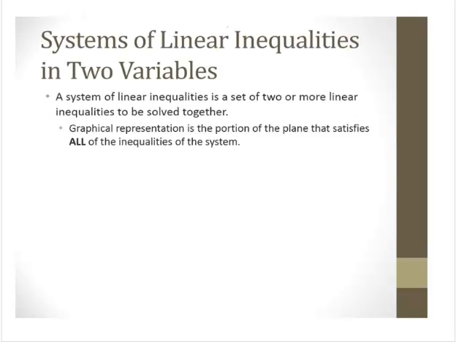So first, a system of linear inequalities is a set of two or more linear inequalities to be solved together. The graphical representation is the portion of the plane that satisfies all of the inequalities of the system. Now, when graphing these systems, we use the techniques that we've talked about in the previous sections, but we have to take into account all of the individual inequalities before we do any shading.